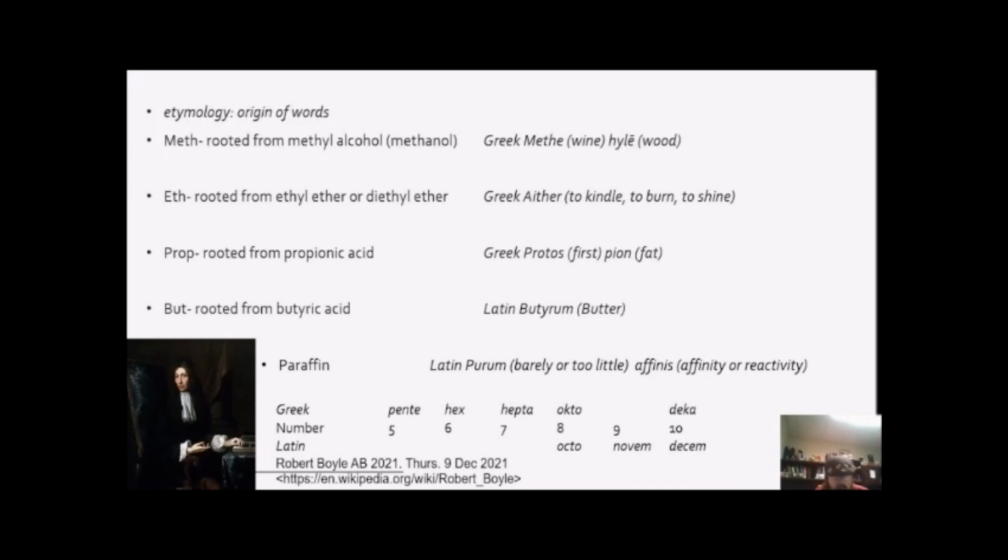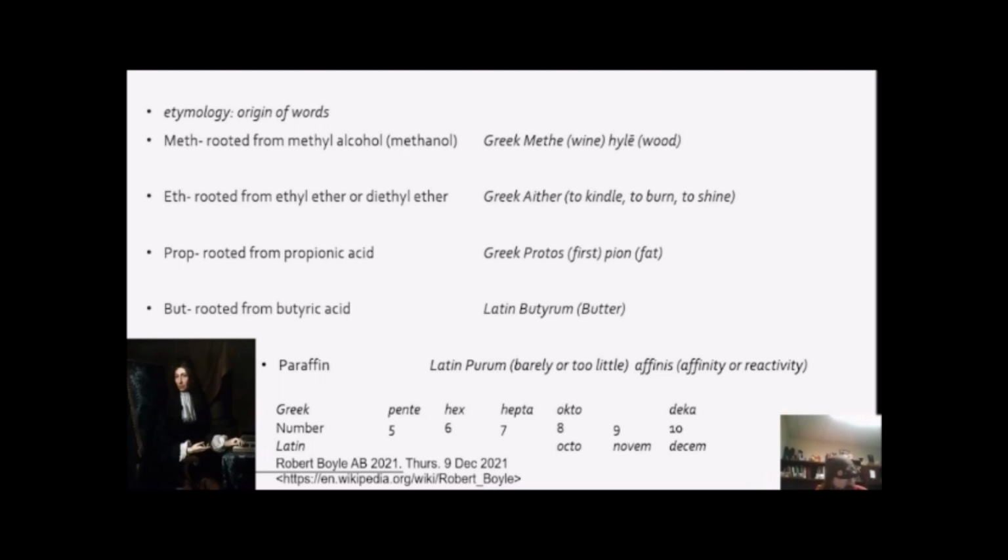Even things like paraffin, like you've maybe heard of paraffin wax. Paraffin is often used as a generic name for our types of alkanes, but paraffin comes from the Latin parum, barely or little, and affinis, affinity or reactivity. The idea is that these are not really reactive molecules for the most part, at least early on. They burned really well, but they had low toxicity and they didn't do much else. So paraffin wax burned, but not much else.